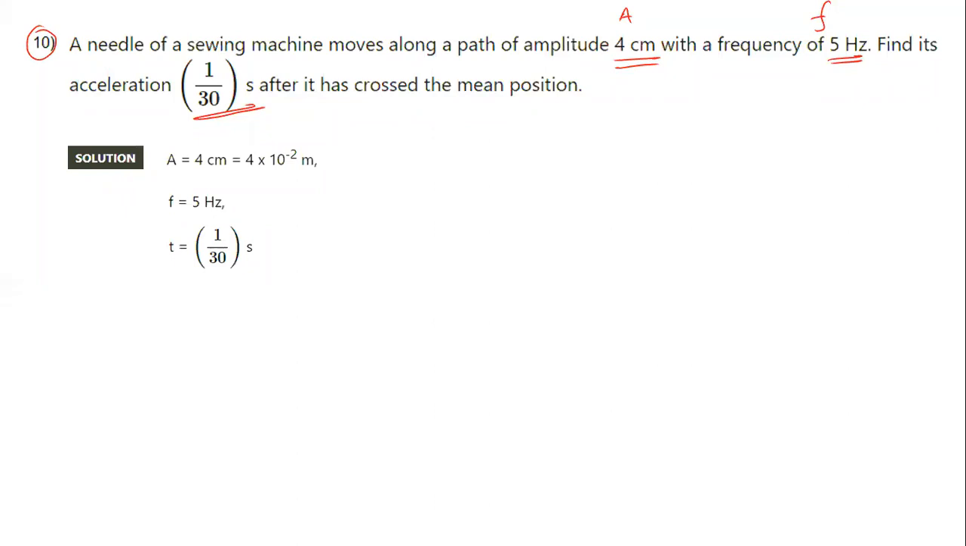And you have to find the acceleration. You know that acceleration is ω²x. This is the formula of acceleration. Now x is not given anywhere, but here the frequency is given. So we can write x is equal to a sin ωt. Now a is given, frequency is given, so you can find omega. Omega is 2πf, and time is given. So everything is given, then you can substitute.